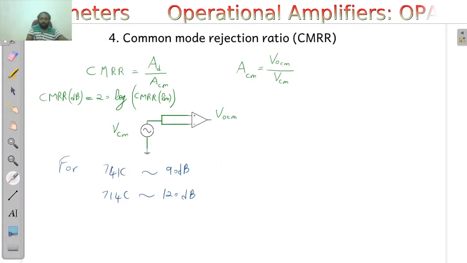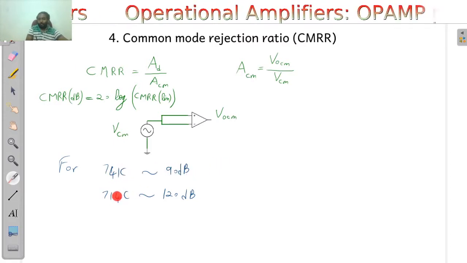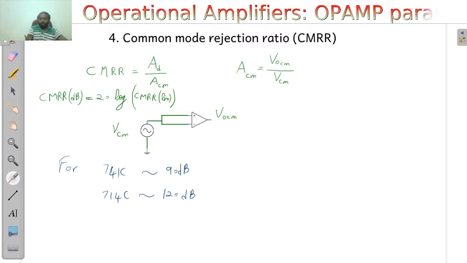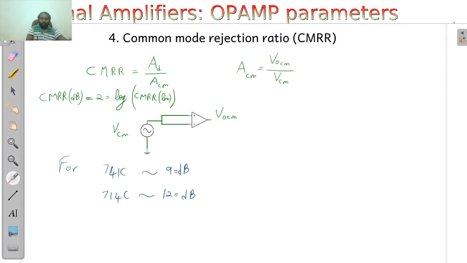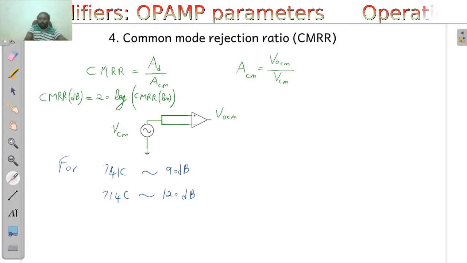For the 741 series it is 90 dB, and for the 714 series it is 120 dB. That means 30 dB higher than this one. So that is a very big improvement.